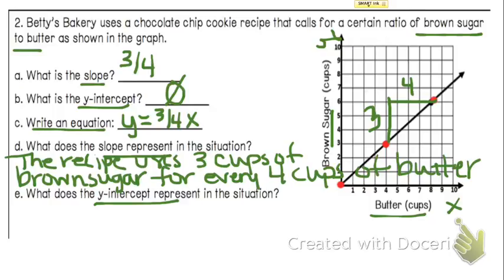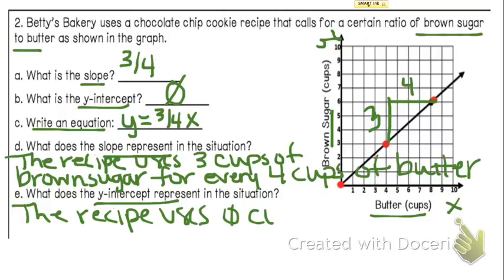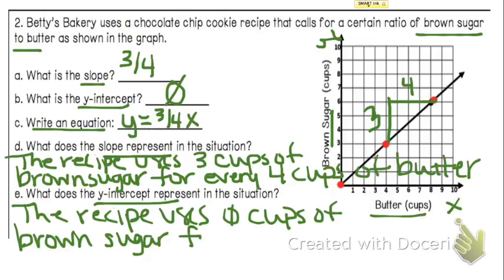And what does the y-intercept represent in the situation? Well, the y-intercept is 0. So basically, the recipe uses 0 cups of brown sugar for 0 cups of butter. Basically, if you're not making a recipe, you're not using any brown sugar or any butter. That's why it's 0.